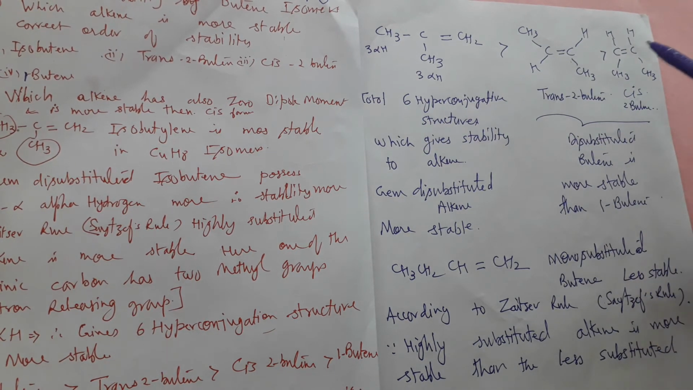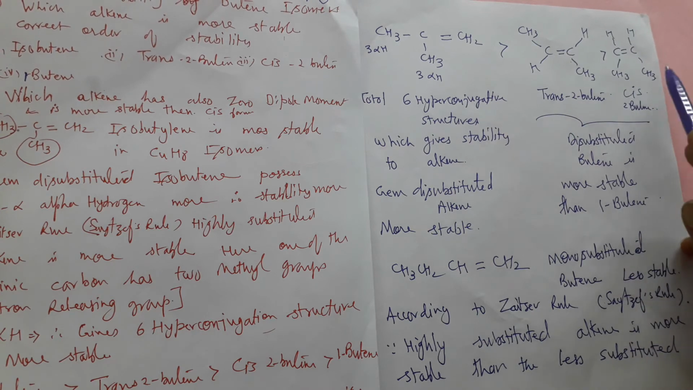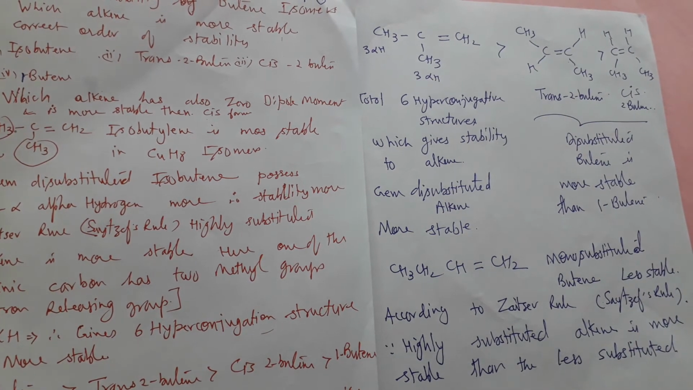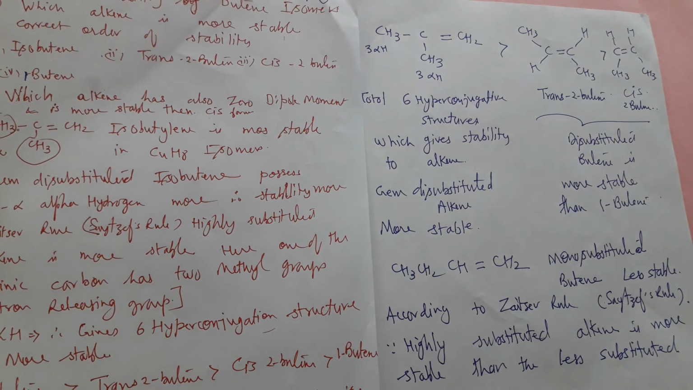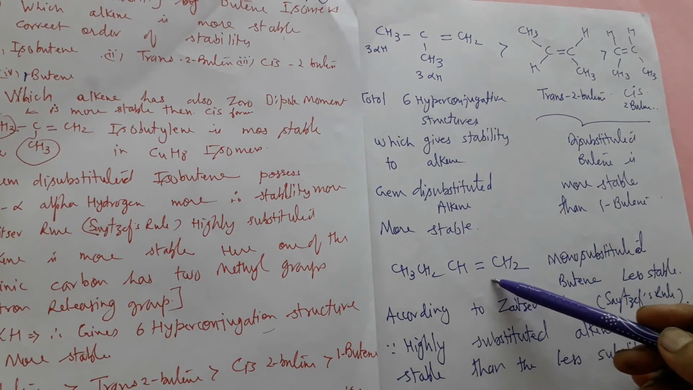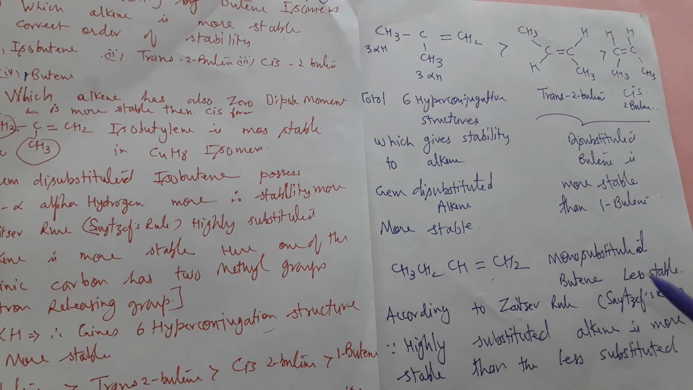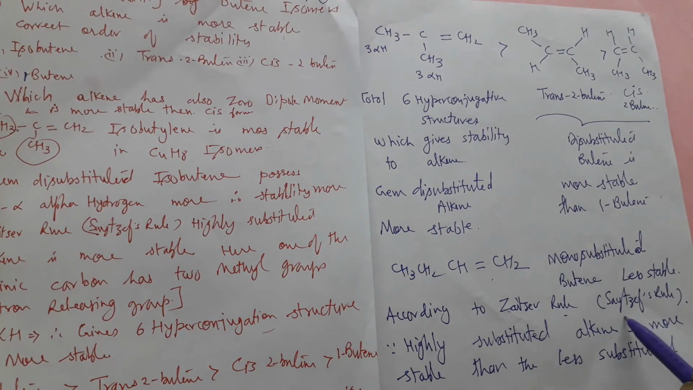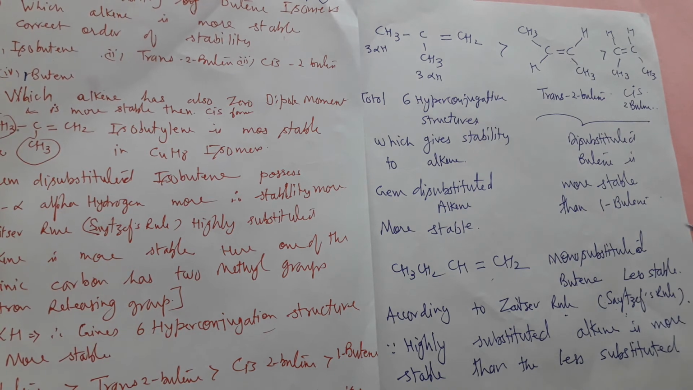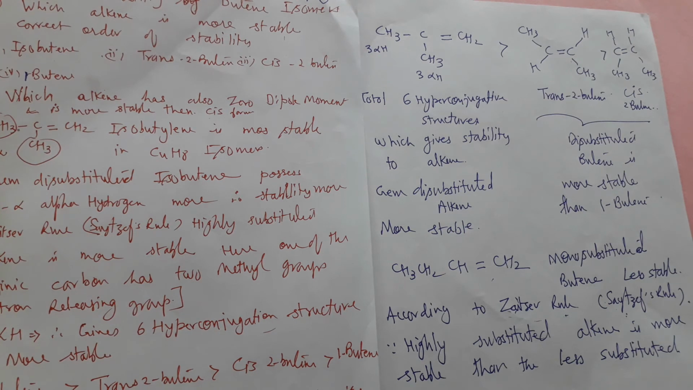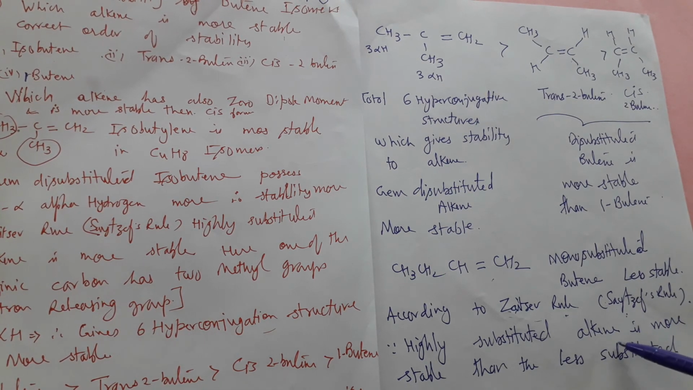Now in cis-2-butene, the alkyl groups are on the same side, so there is steric hindrance. That is why it is less stable than trans-2-butene, but still more stable than 1-butene, because according to the Saytzeff rule. Some schools say Sedgwick rule, whatever. In your school board it will be the Saytzeff rule. Sometimes it is also written differently, so no need to worry. Both are the same: highly substituted alkenes are more stable, and that is preferred.